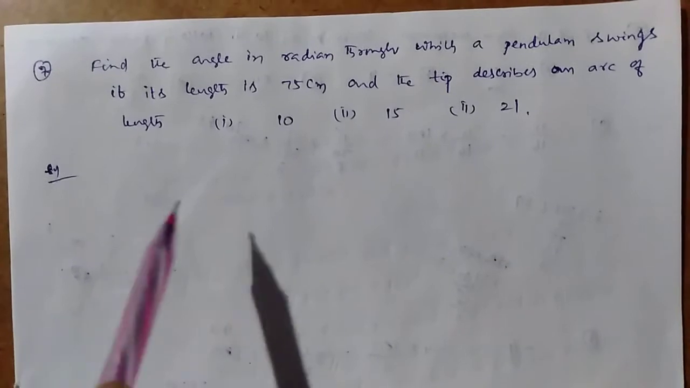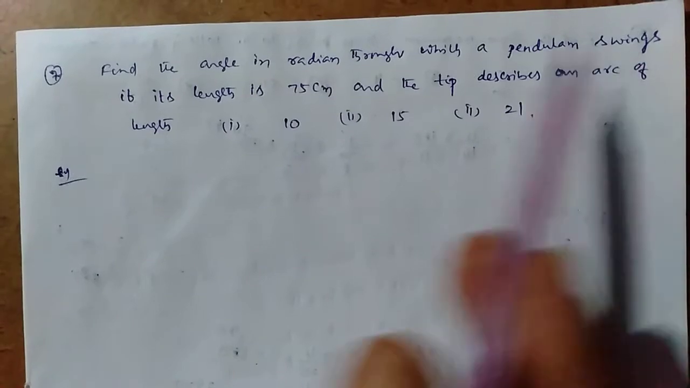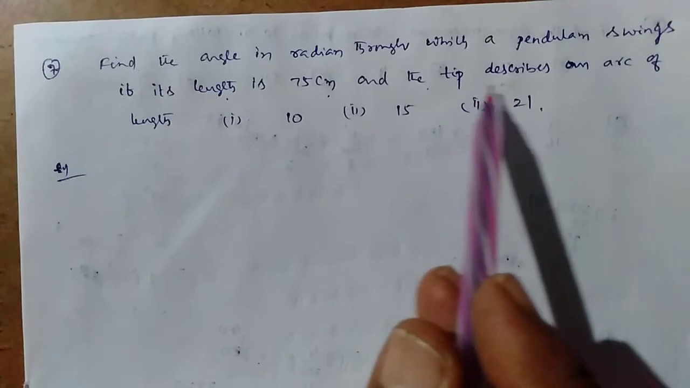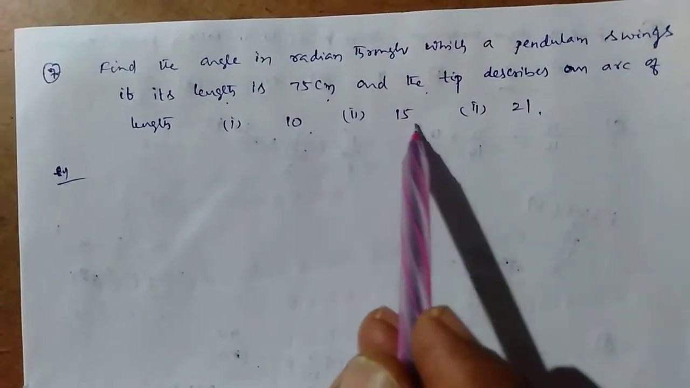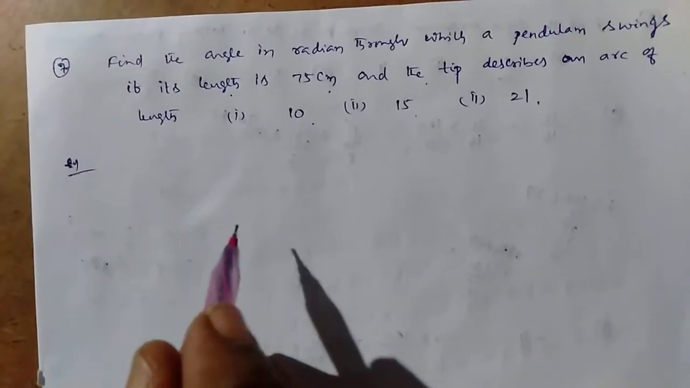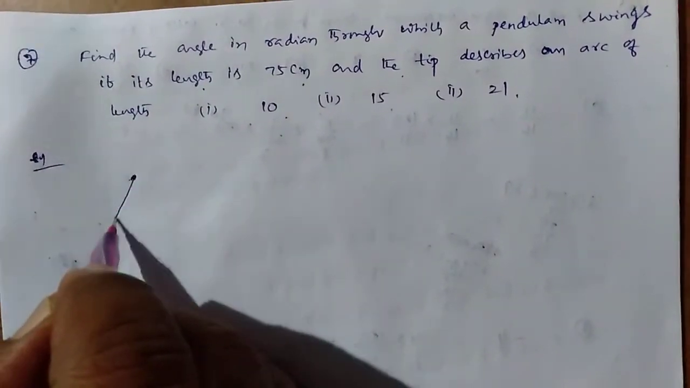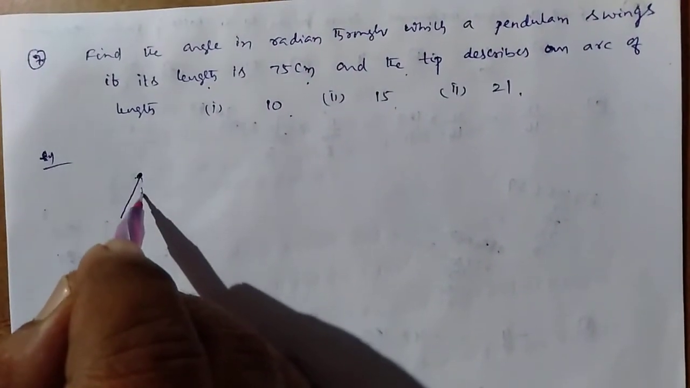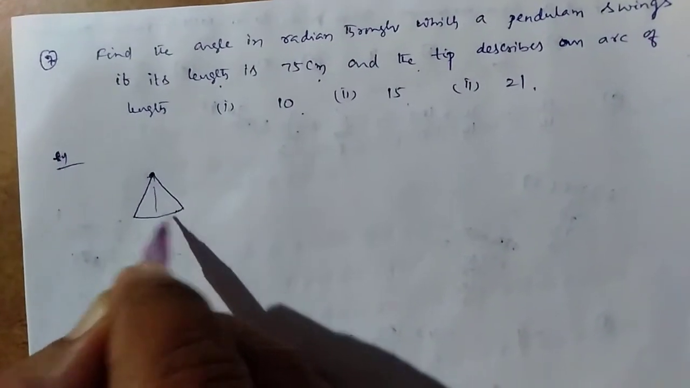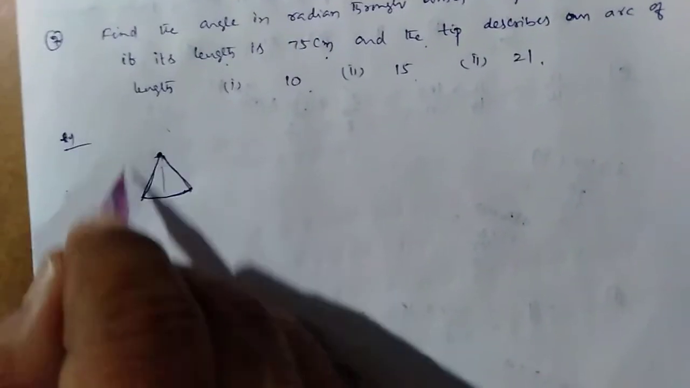Last problem. Find the angle in radians through which a pendulum swings if its length is 75 centimeters and the tip describes an arc of length 10, 15, 21 centimeters. We have to solve 3 different problems. I will do the first problem, remaining you do on your own. So here this is the pendulum. It rotates like this, so it shows like an arc. This is the radius, and this looks like an arc, part of the circle.